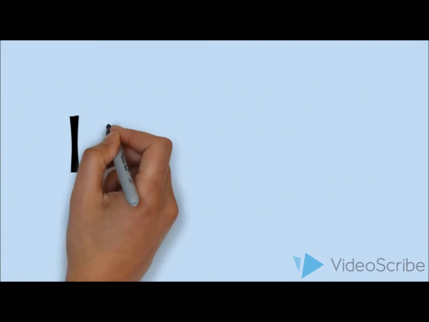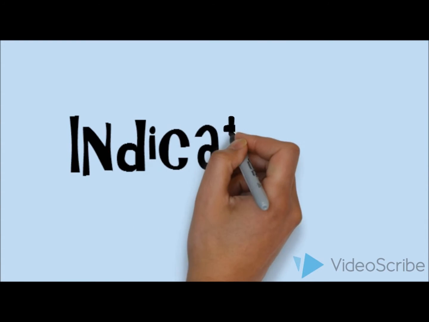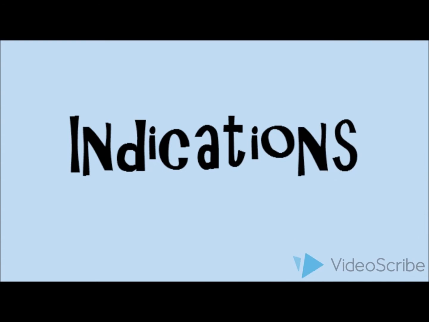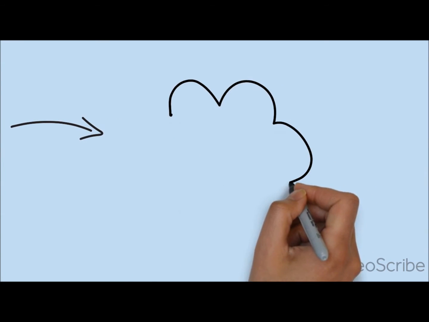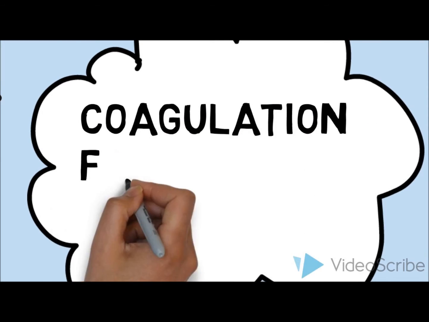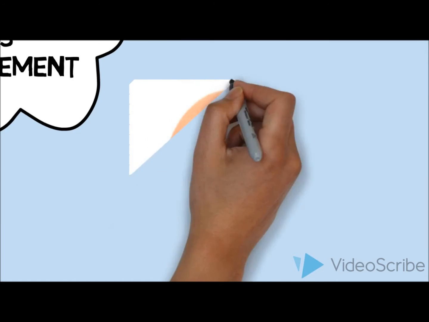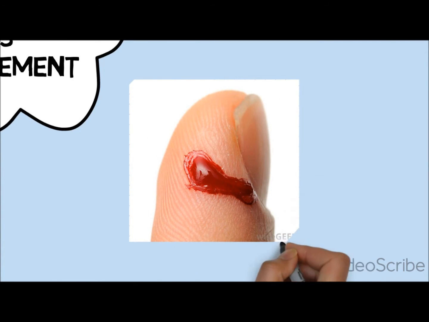So next we will move to the specific indications for the use of FFP. These indications generally are limited to the treatment of deficiency of coagulation protein. First, it is used in coagulation factor replacement, meaning it is indicated for replacement of multiple coagulation factors in patients with acquired deficiency due to liver disease or those undergoing cardiac surgery or liver transplantation.